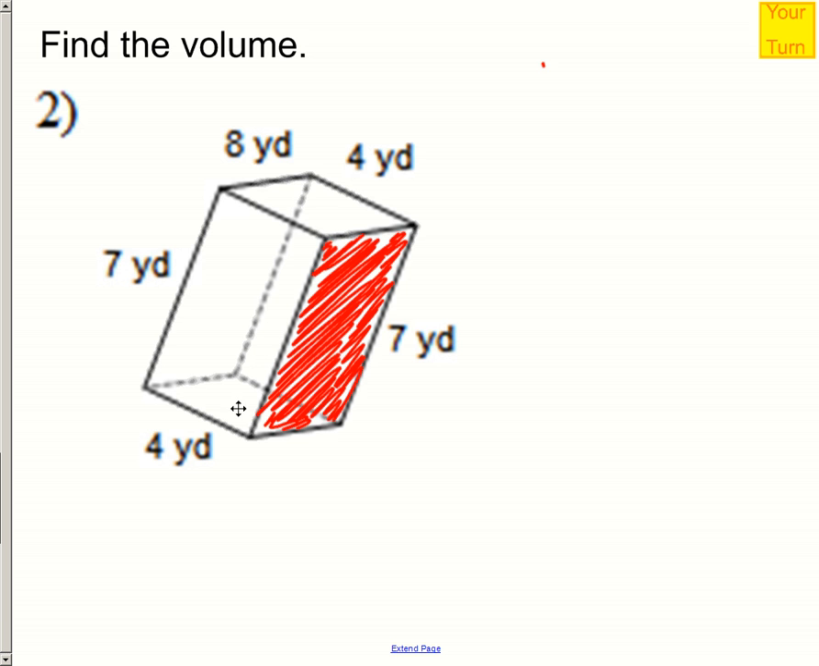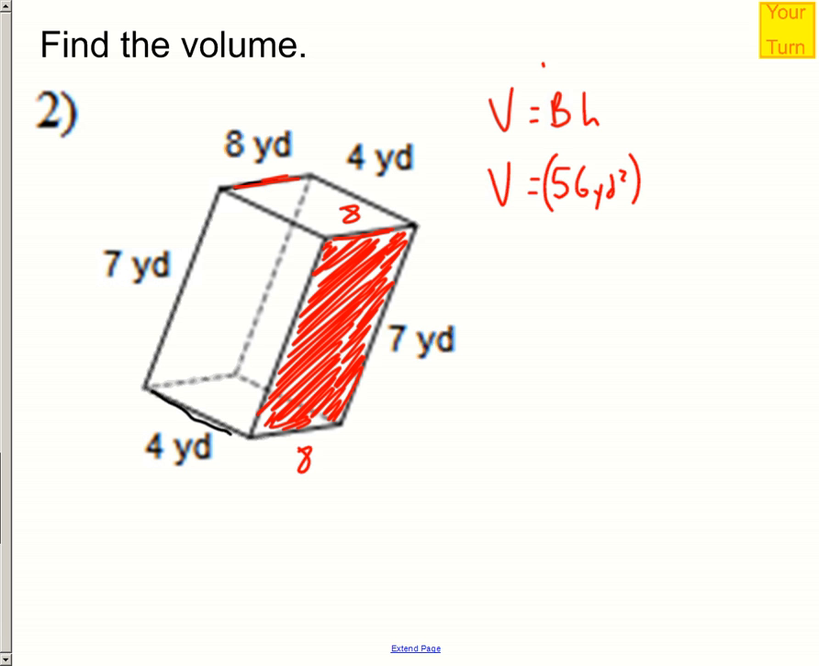Well, let's see here. This is 4 yards here. This is 8 yards here. And that's the one I need. I need the 8 yards. So this would be 8 yards, and that makes this 8 yards. 8 times 7 is 56. So the area of my base now is 56 yards squared.